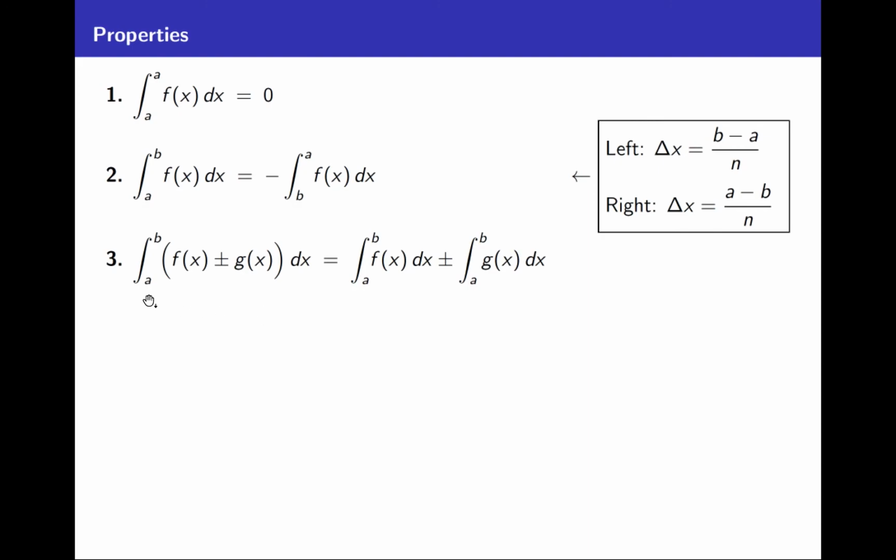Another property is the sum difference property. The integral from a to b of f of x plus or minus g of x dx equals the integral from a to b of f of x dx plus or minus the integral from a to b of g of x dx. And you can pretty much see how this would come about by reverting back to Riemann sums, limits of Riemann sums, and just use the sum difference property for the sigma and for the limits, and everything will fall out this way.